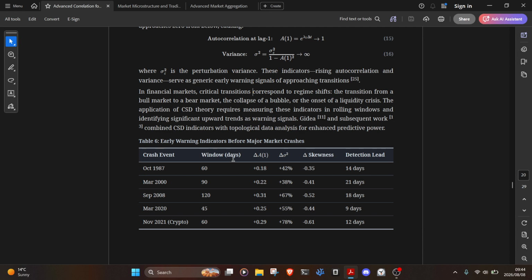As we can see, we have 6 columns: crash event, window in days, delta of A of 1, delta of sigma squared, delta of skewness, and detection lead. Now, on the crash event of October 1987, essentially with a 60-day window, had a delta of A of 1 of plus 0.18 and a delta of sigma squared of plus 42%, and a delta of skewness of negative 0.35 and a detection lead of about 14 days, right? So essentially, the indicators were predicting that within 14 days, there should be a regime shift, right?